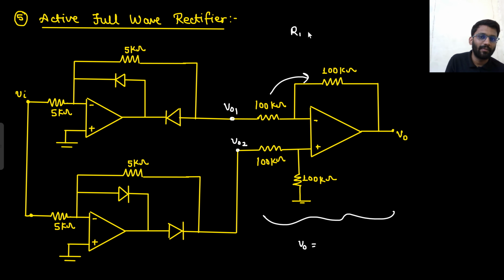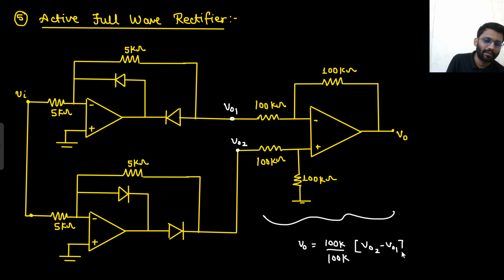R1 by RF should be equal to R2 by R3. Is that same? Yeah, it is same. 100 by 100 is 1, 100 by 100 is 1. So the ratio is same, right? So what will be your V0? RF by R, 100 kilo by 100 kilo, into positive potential V02 minus V01. Basically your V0 is V02 minus V01.